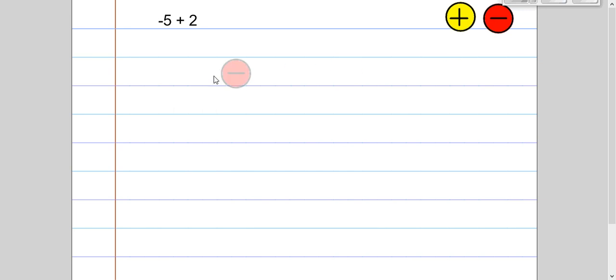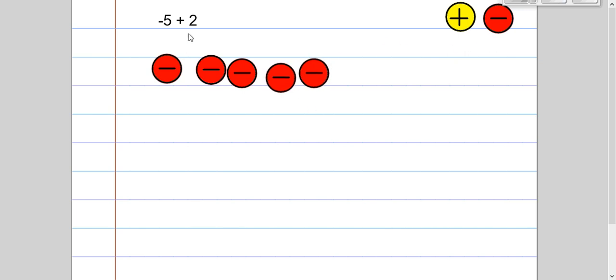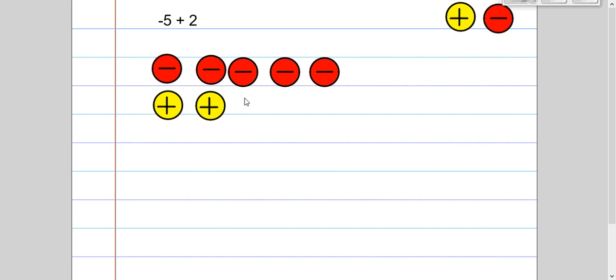So that means I'm going to start off with 1, 2, 3, 4, 5. I'm going to start off with 5 negatives, and then I'm going to add to the board 2 positives. Remember, I put those in a row below the other sign. Now, if you notice, I have created 2 zero pairs. Whenever you get a zero pair, you take it away. It goes away. So I will be left with -3 here.